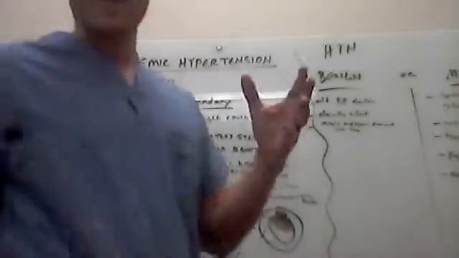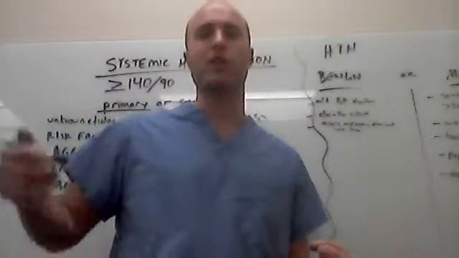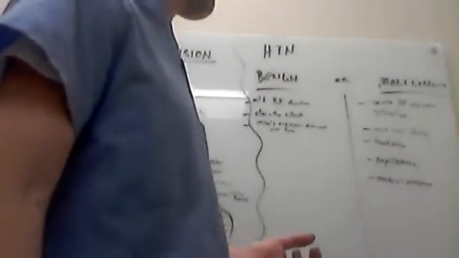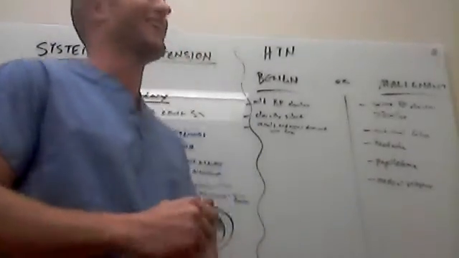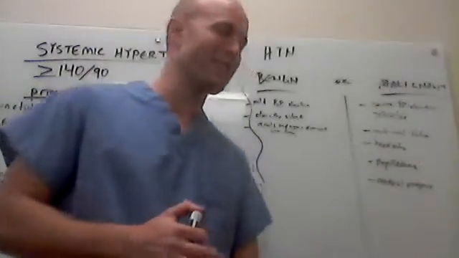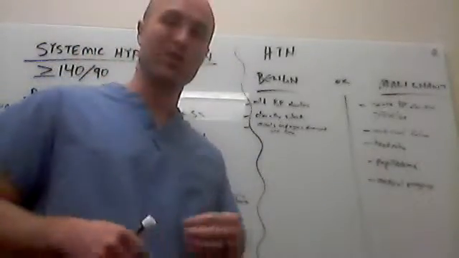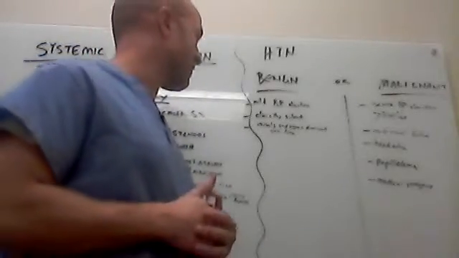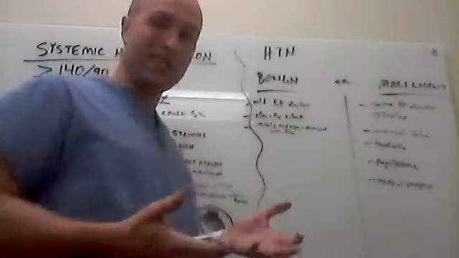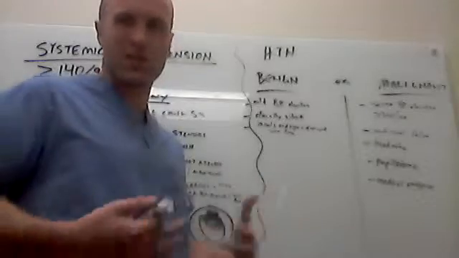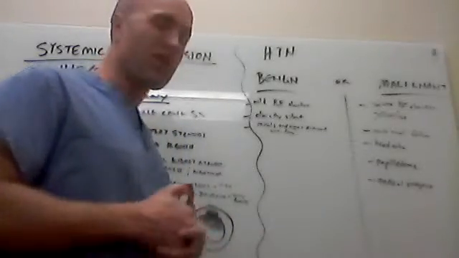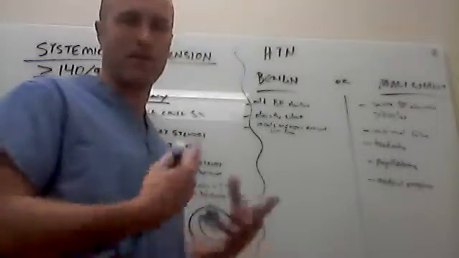Okay, so what about the benign versus malignant? We already divided it by primary versus secondary. Now you can also divide it by benign versus malignant. Benign is usually a mild increase in blood pressure elevation. It's usually clinically silent. It means it's high, but the person isn't really feeling many problems from it. Also, the vessels and organs are slowly damaged over a long time.